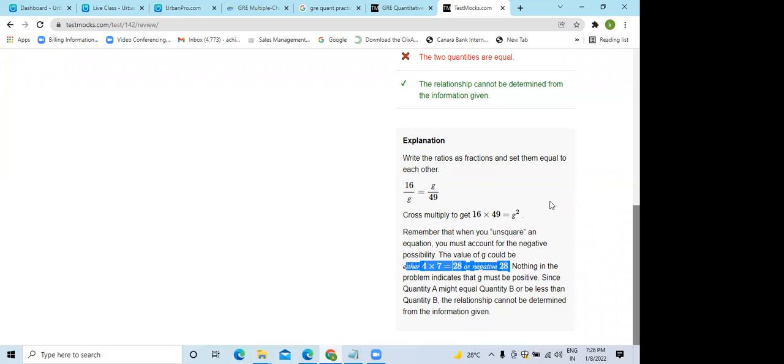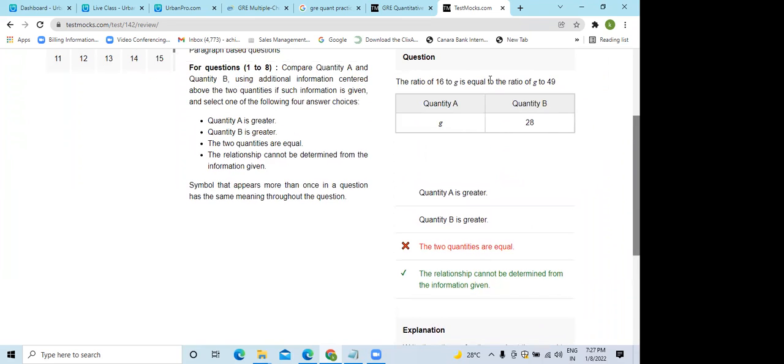My approach was different. The route I took was different, but I arrived at the same result. I went through the conventional way, right? Yes, sir. Nothing in the problem indicates G must be positive. Very, very important point to be noted here. Okay. I'll keep that in mind then.